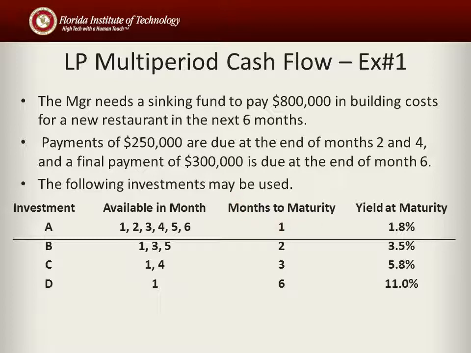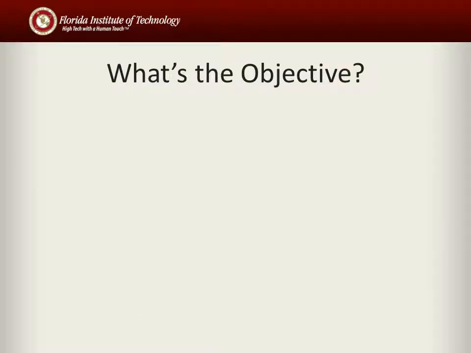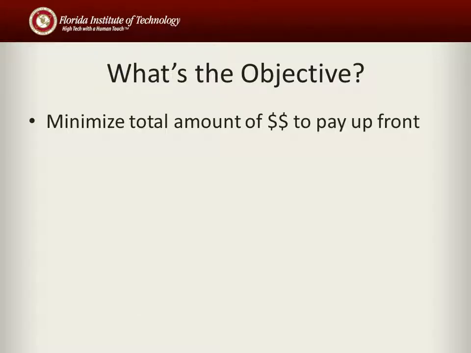So what is the objective in this problem? The objective here is to minimize the total amount of money to pay upfront. So we need to decide what the decision variables are in this problem in order to set up a formulation that's going to help us achieve this objective.